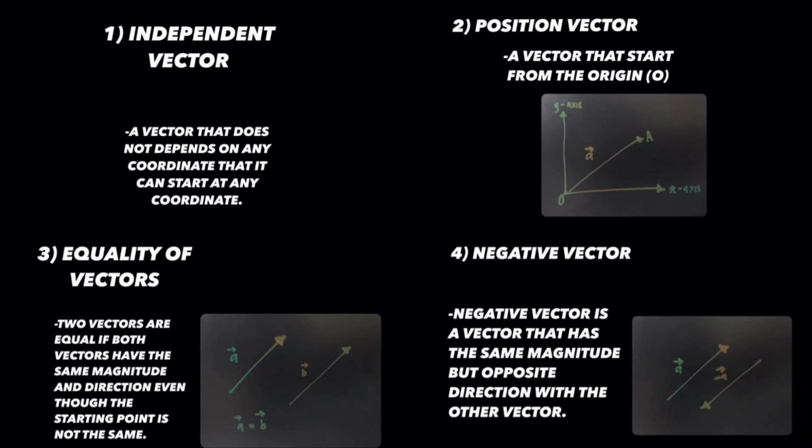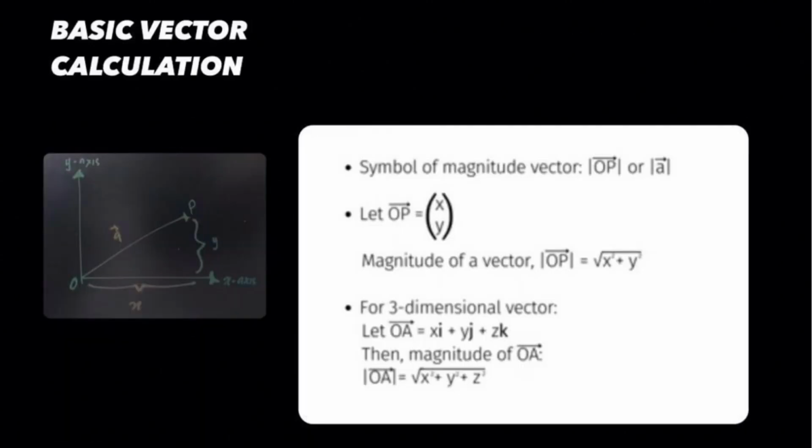Next, there are 4 types of vector. First, independent vector: a vector that does not depend on any coordinate, so it can start at any coordinate. Second, position vector: a vector that starts from the origin O. Third, equality of vectors: two vectors are equal if both have the same magnitude and direction even though the starting point is not the same. Last, negative vector.